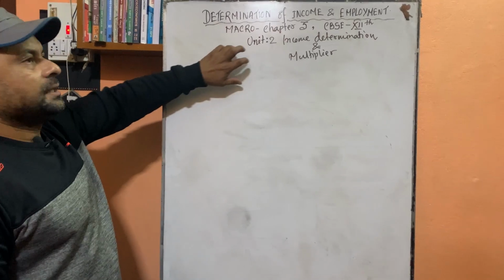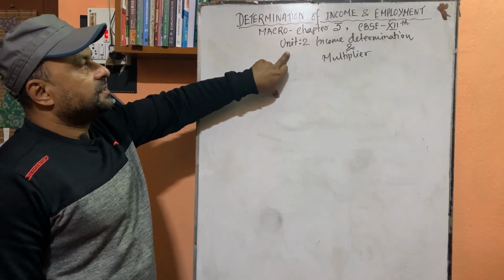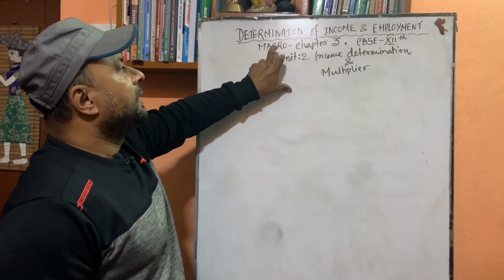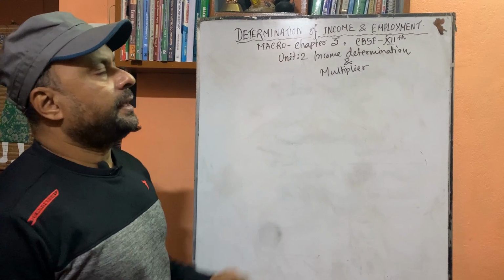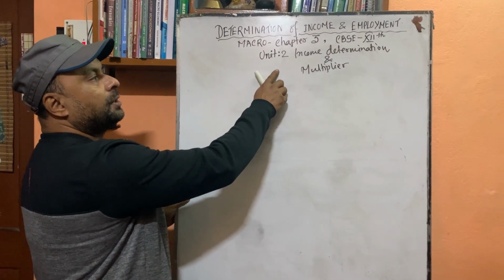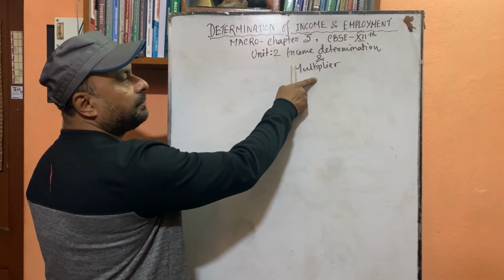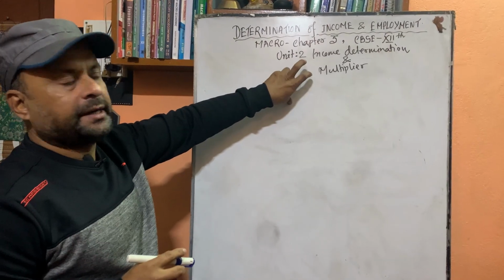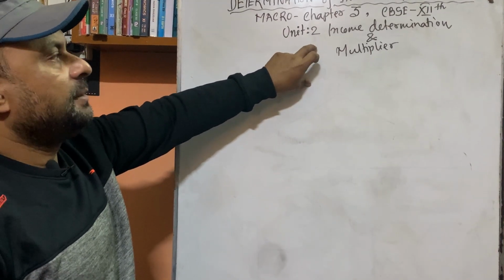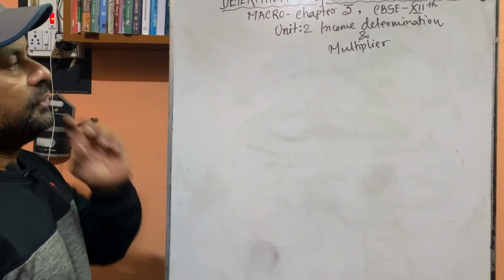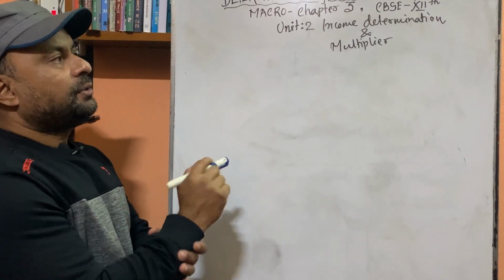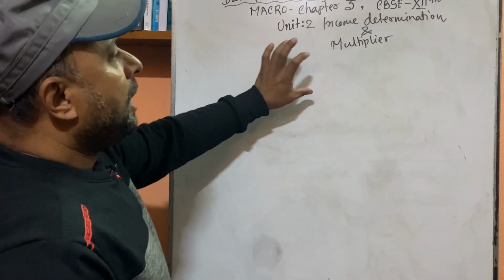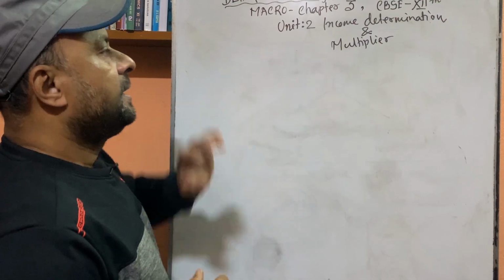Welcome to another class. This is the same chapter, chapter 3, determination of income and employment, and now we are in unit 2, income determination and multiplier. How is the equilibrium level of income and employment determined in the economy, and what is the multiplier? This is taught in unit 2. So let's start with income determination: how the equilibrium income level is determined.